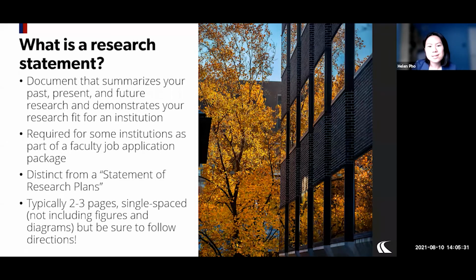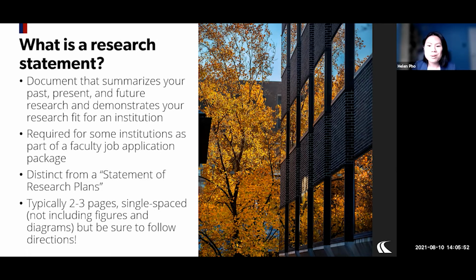In a lot of the STEM fields, lots of people have figures and diagrams that would make this research statement a lot longer. So typically I would say 4 to 6 pages is what we've seen to be pretty common once you include those images, figures, and diagrams in the document.